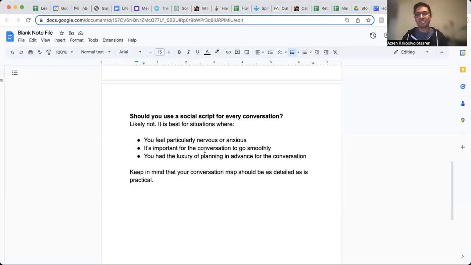And as we build conversation maps, you'll also notice very quickly that you can make the conversation map as in-depth as you want, essentially. But at least in my personal experience, there's a point where it's getting too detailed and you need to stop. You need to make it as detailed as is practical. You'll see in a moment what I mean by that.